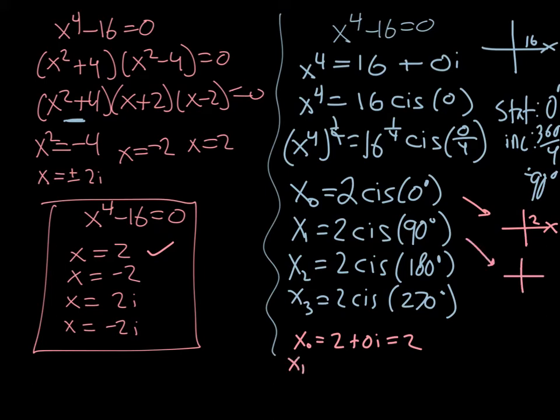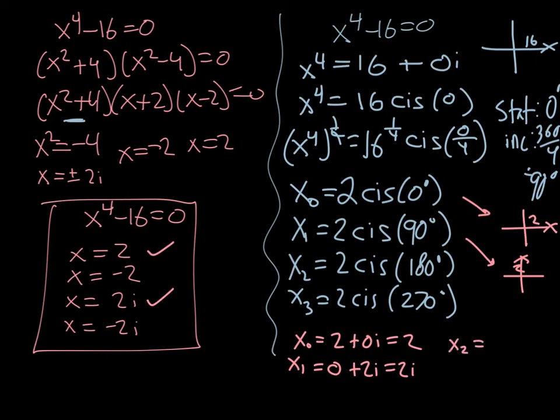Alright, my picture for x1, that's 2 cis 90. That's up there. Okay, radius is still 2. Again, I can just write this in a plus bi form because I can tell, based on this picture, that a is 0 and b is 2. So now, that's going to be 0 plus 2i. Well, that's just 2i. Well, there's my second answer that I already knew.